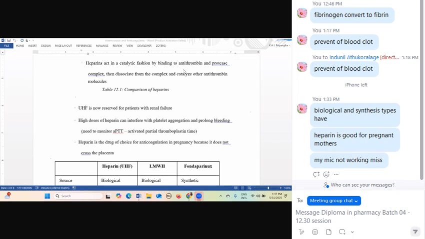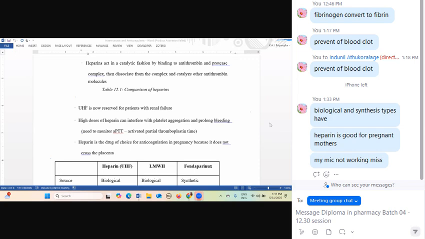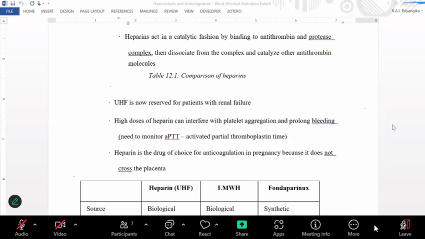Then heparin has different versions: unfractionated heparin, low molecular weight heparin, and fondaparinux, right? So which one can be used in renal failure? Unfractionated heparin. Yes, unfractionated heparin can be used in renal failure. Why?